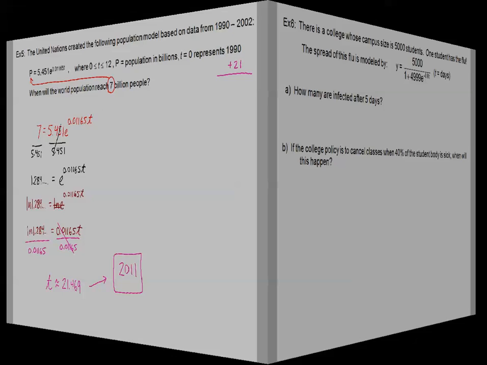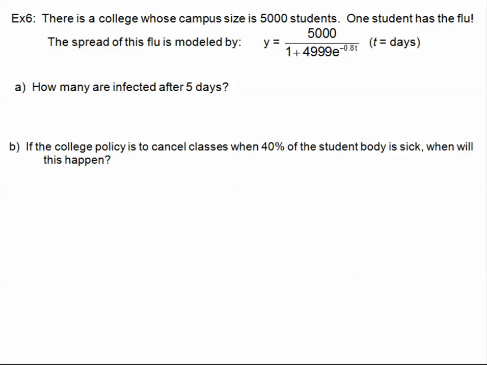Okay, so let's look at our final example. Example 6. There is a college whose campus size is 5,000 students, and it says one student has the flu. Oh no. It says the spread of this flu is modeled by this equation. This is a logistic growth model where t is measured in days. So our first question, kind of a simple question, it says how many are infected after 5 days? Well, t is right here in this little exponent that happens to be down in the denominator. That just means plug in 5 for t. Since t is measured in days, we'll just plug the 5 in right there, and that's what y will become.